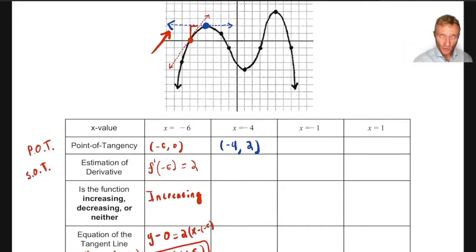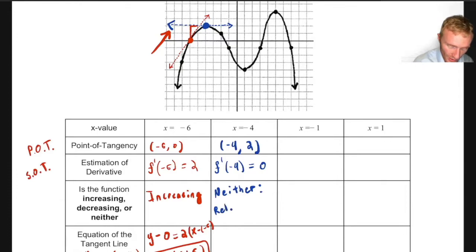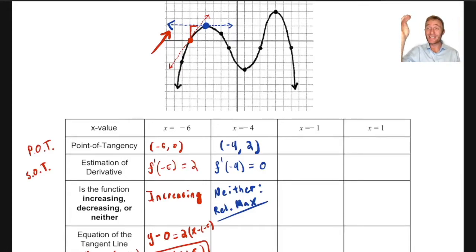It doesn't go up or down, so the estimation of this derivative, the slope of that tangent line, f prime of -4, is 0. What we're going to find today is that when you have a function like that, anytime it hits its peak, anytime it hits a maximum, it's going to have a tangent line that's horizontal. And so this function is neither increasing nor decreasing. I'll add a detail: we are at a relative maximum. Meaning it doesn't have to be the maximum for the whole function, but just around its local area, it is a maximum.